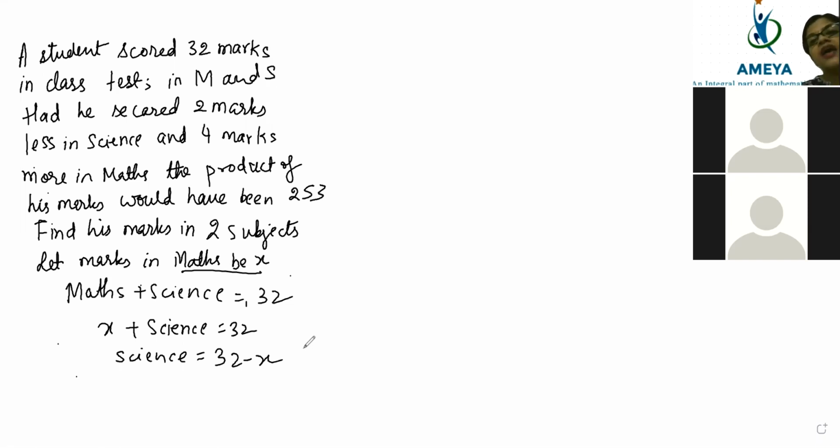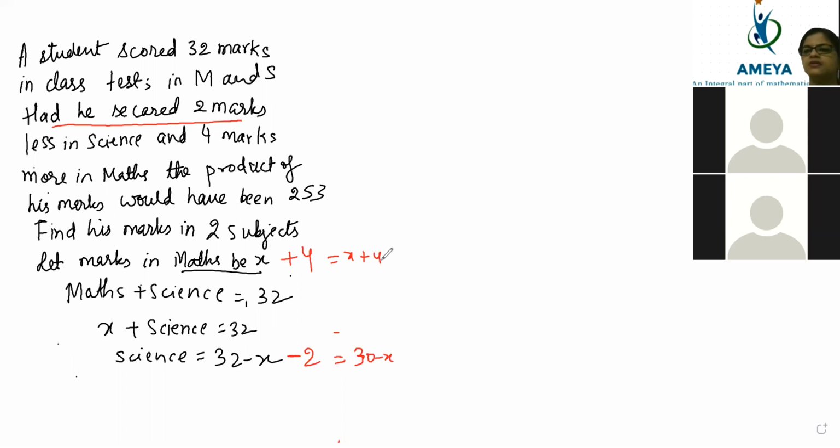Now it is told that had he got 2 marks less in science. So according to the statement, they are telling had he scored 2 marks less in science. So science 2 marks less and 4 marks more in maths. More in maths. Then the product of his marks. So what is the new marks now? 30 minus x here and x plus 4.